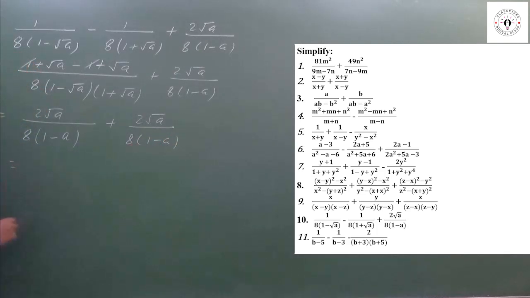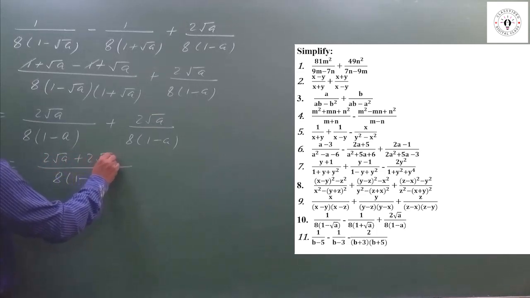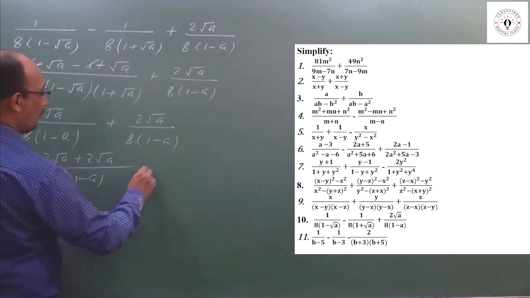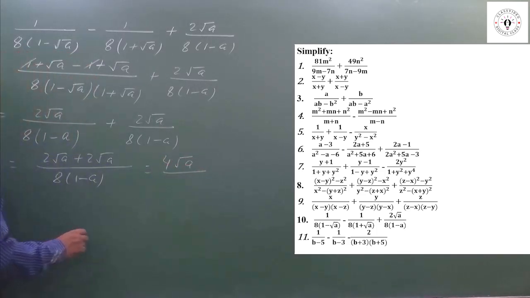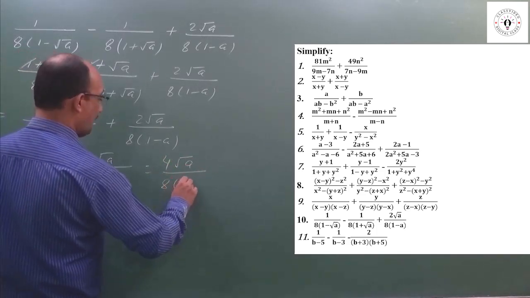Now take the LCM. Since both the fractions have the same denominator, the LCM will be the same, 8 times 1 minus a. And since the denominators are the same, the numerator will be also the same. That is 2 times root a plus 2 times root a, which becomes 4 times root a. And the denominator is the same, 8 times 1 minus a.